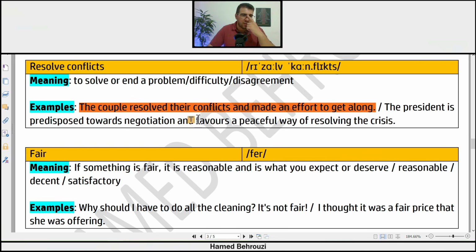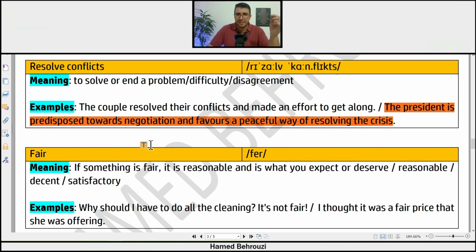Look at this one. The couple resolved their conflicts and made an effort to get along. Okay? Resolve their conflicts means they fixed their problems. Then it says, the president is predisposed towards negotiation and favors a peaceful way of resolving the crisis. Resolving the crisis, what is crisis? Crisis is a very difficult condition where everything is in chaotic disorder. That's crisis, a problem, okay? And the president is predisposed towards that. It means he has already made up his mind about it, okay?